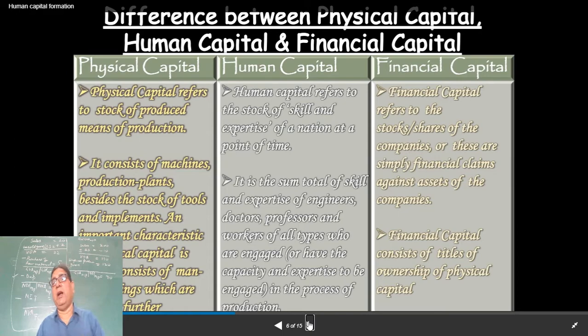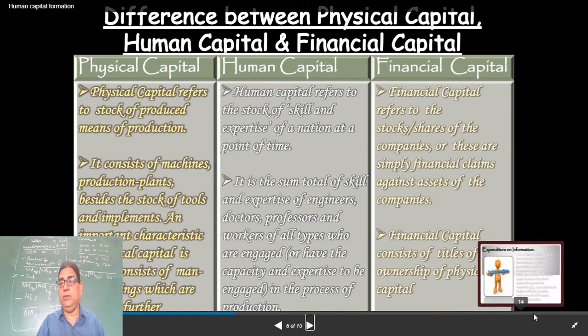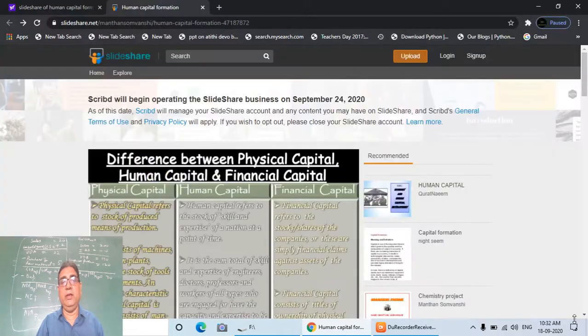These are not part of fixed assets. They are somewhat kind of floating assets. Physical capital consists of machines, production plants, besides the stock of tools and implements. An important characteristic of physical capital is that it consists of man-made things which are used for further production of goods and services. It is a sum total of skill and expertise of engineering.